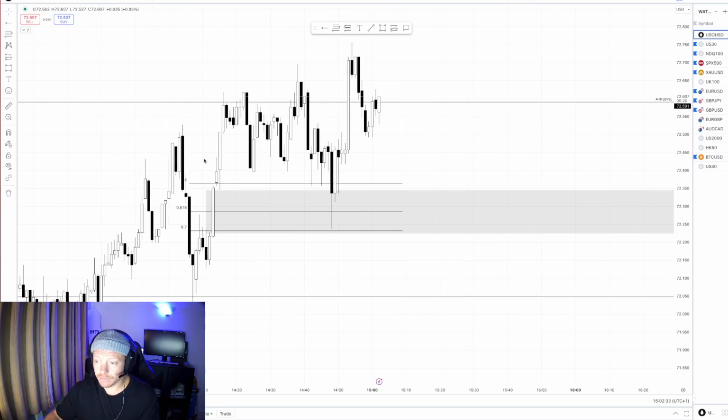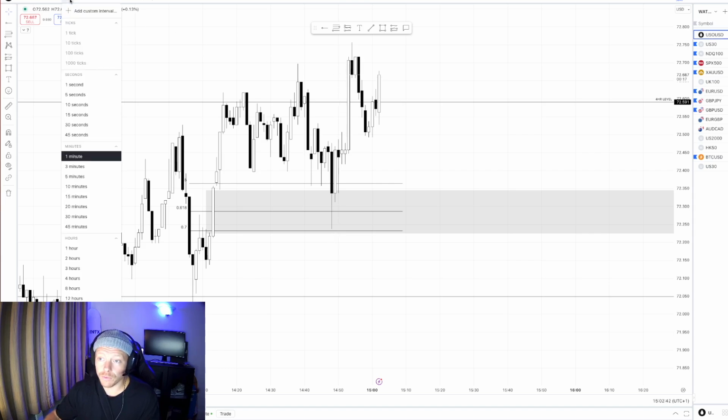Another way to give better confidence is that we came down here, took liquidity off the low here, and then broke structure here, came down, and price is pushing up. So we're looking promising for what we want.